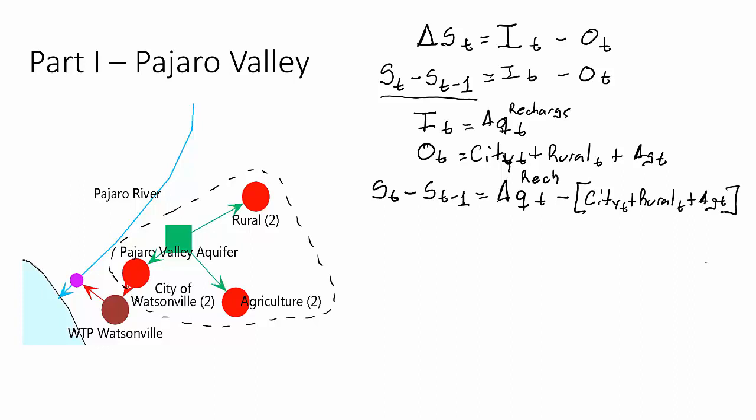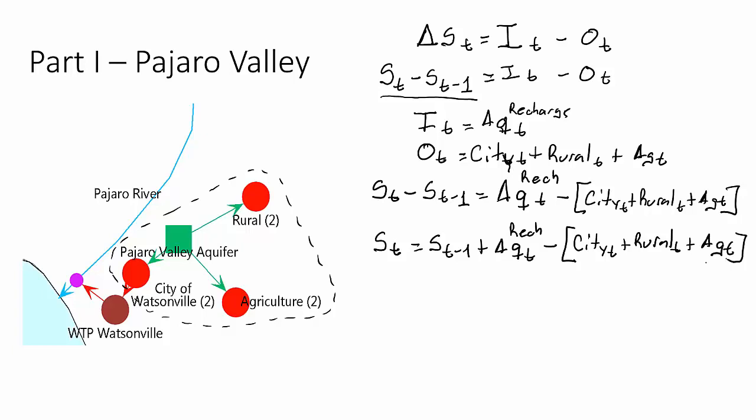So how are we going to estimate the storage of the aquifer? It will be the previous storage plus the aquifer recharge minus the sum of the water demands, which again is city, rural, and ag. So that's how, if you substitute this in your exercise, you're going to be able to solve for the aquifer storage.